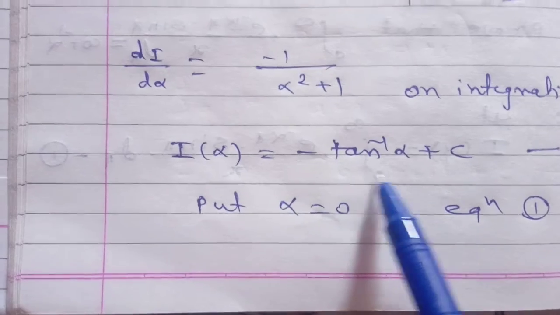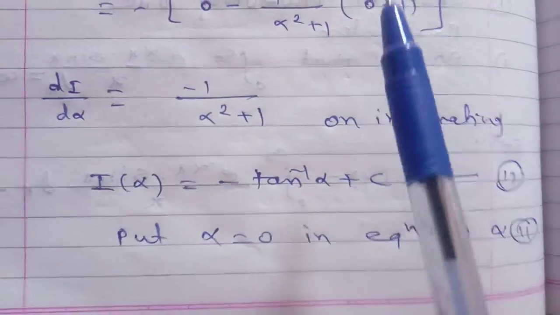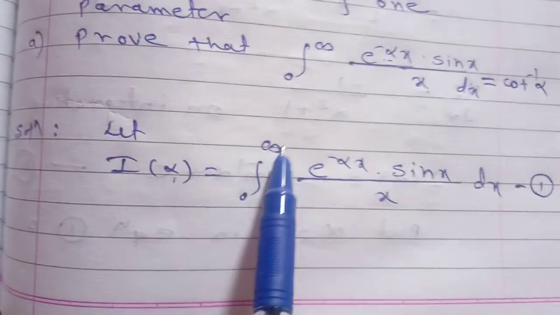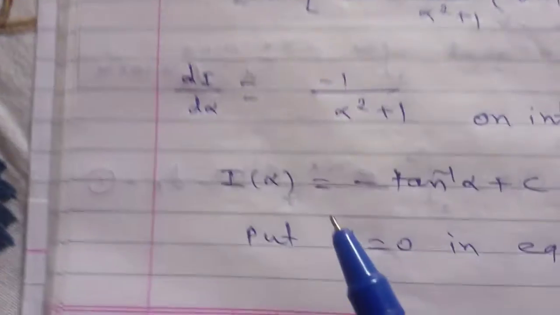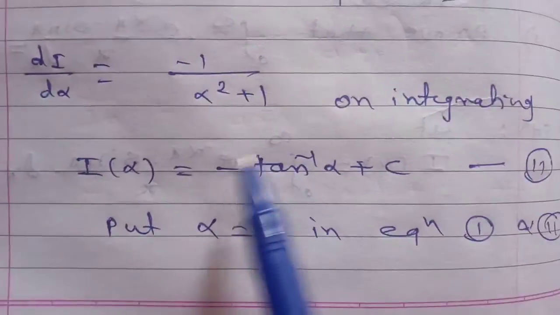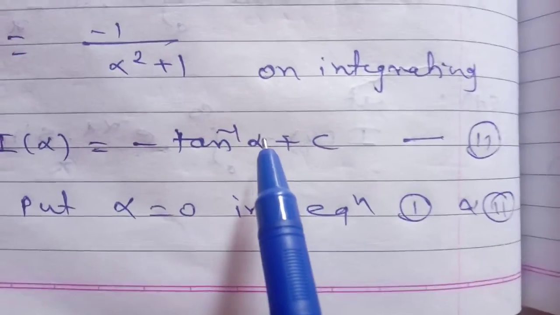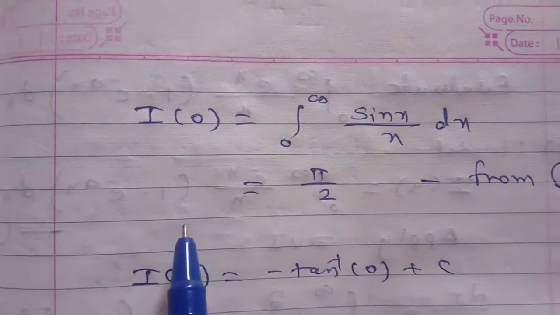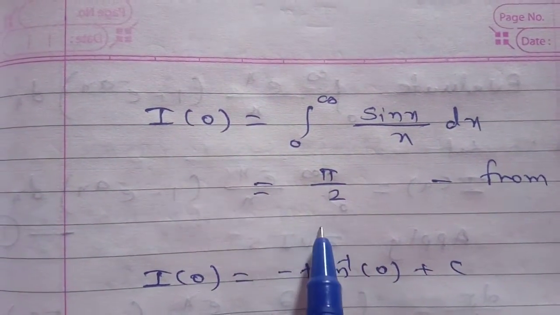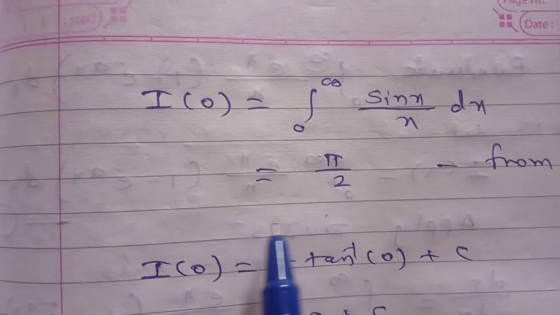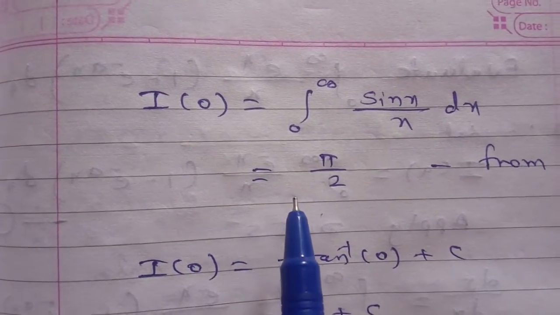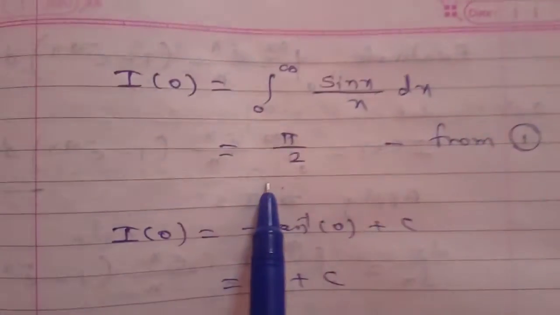Put alpha is equal to 0 in equation number 1 and equation number 2. Which is equation number 1? This is equation number 1 and this is equation number 2. Substitute, put alpha is equal to 0 in equation number 1 and 2. Substitute in equation number 1, I of 0 is equal to the integral from 0 to infinity of sin x upon x. But this is a standard formula, the integral from 0 to infinity of sin x upon x into dx. The answer is pi by 2.